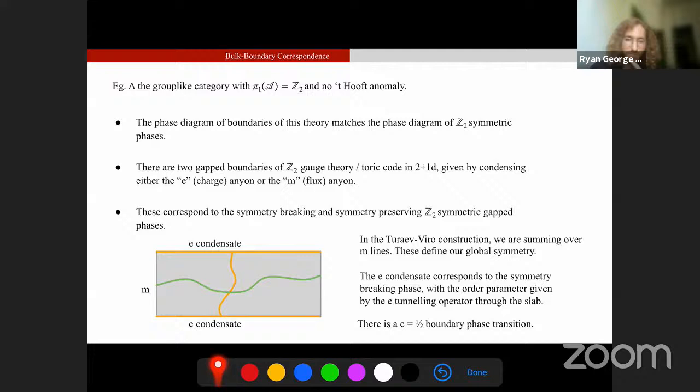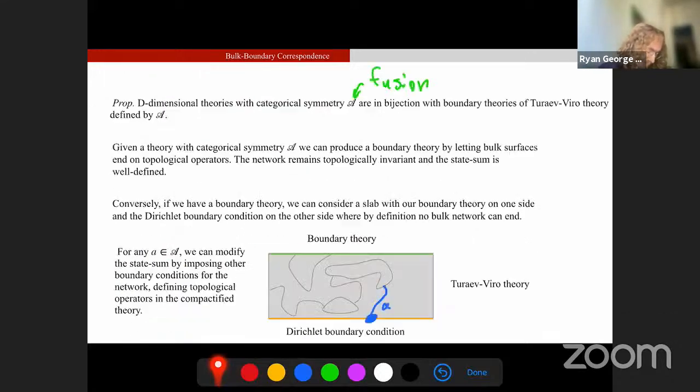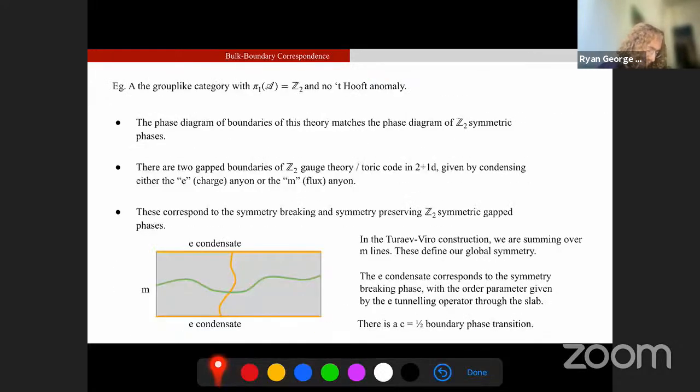And the way I wrote it is that if you match the reference boundary condition, so if you have E on both sides, that gives you the symmetry breaking state. And the reason for that is the other line, M. Here I'm thinking about a sum of M lines. If I just take that line and put it through the system, that's like acting with the global Z2 symmetry in the effective 1+1D theory.